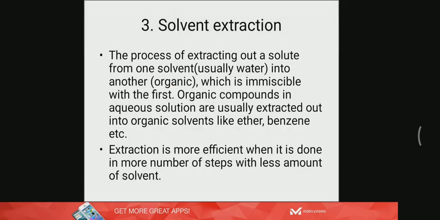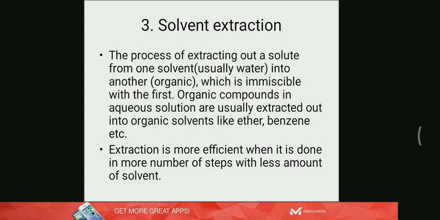And the third application is solvent extraction. What is solvent extraction? It is another important principle, a method used in organic synthesis. The process of extracting out a solute from one solvent, usually water, into another, an organic solvent which is immiscible with the first. This is used in phytochemistry or extracting essential oils from various parts of plants.